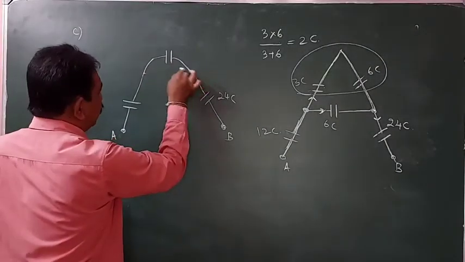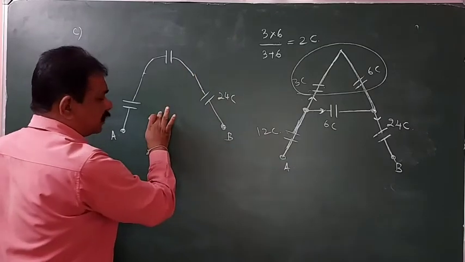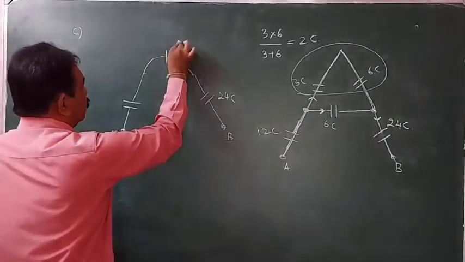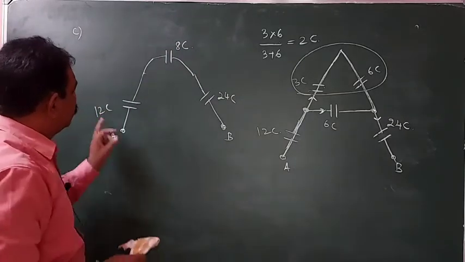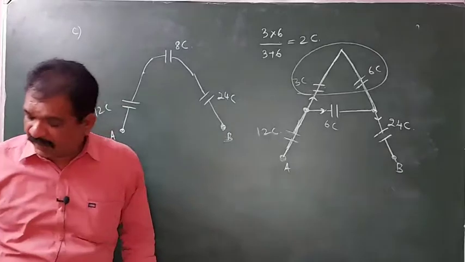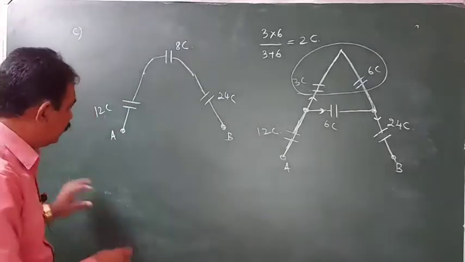By removing these two, we can replace. Draw the third diagram. This is first, next this is third, like that you take it. This value will be 12C. So 12C, 8C, 24C all are in series.